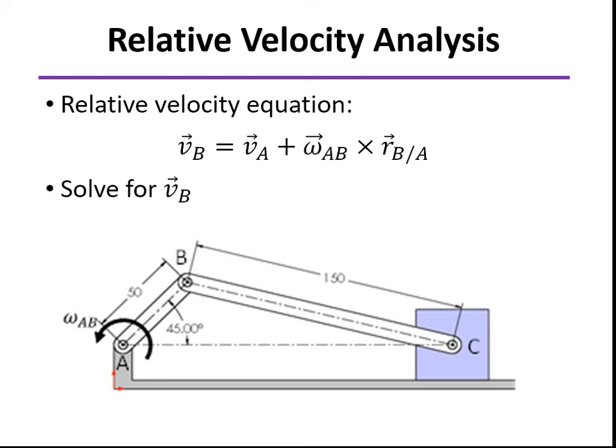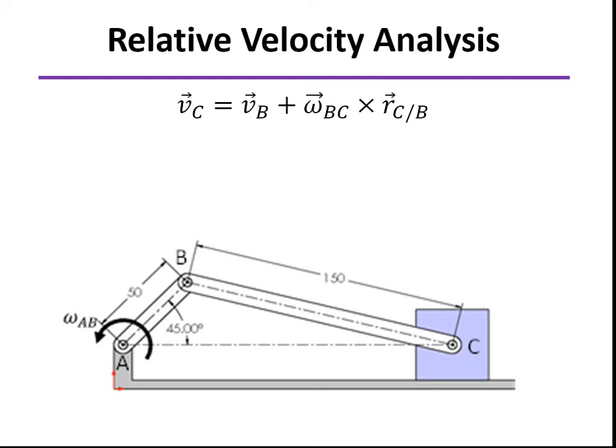Now that we know the velocity of B, we work our way from B to C using that same equation, in this case written with C as the first point and B as the second. But in this case, there's a couple of unknowns. I don't know what omega BC is. I do know what velocity B is. I also know, or can write, the position vector of C relative to B. But I also don't know what the velocity of C is. So there are two unknowns. However, a vector equation gives us two scalar equations, and so there are really only two unknowns.